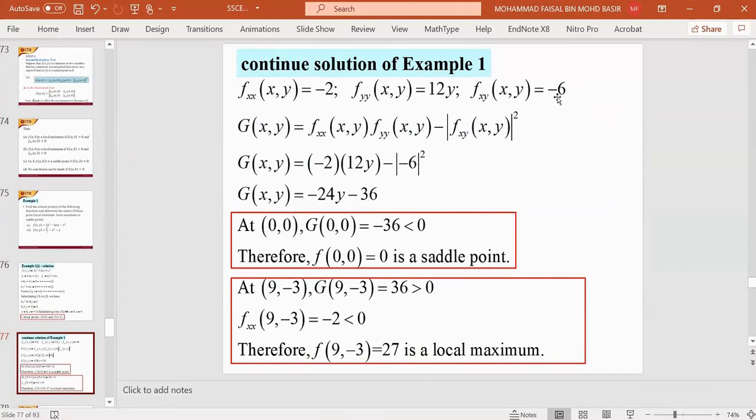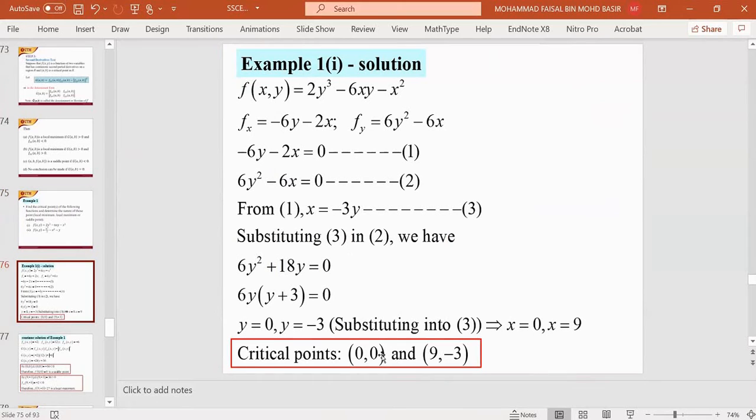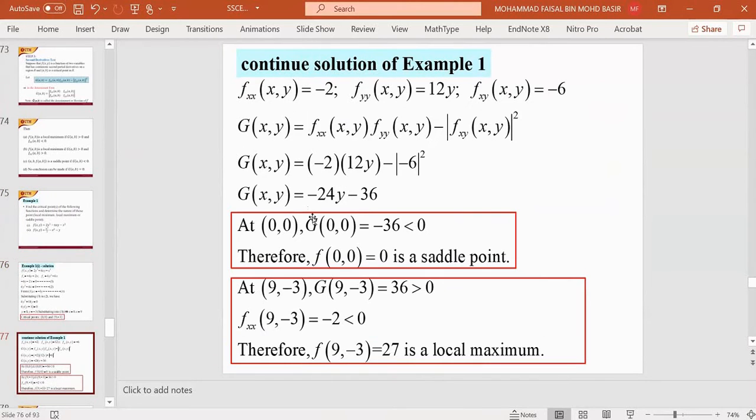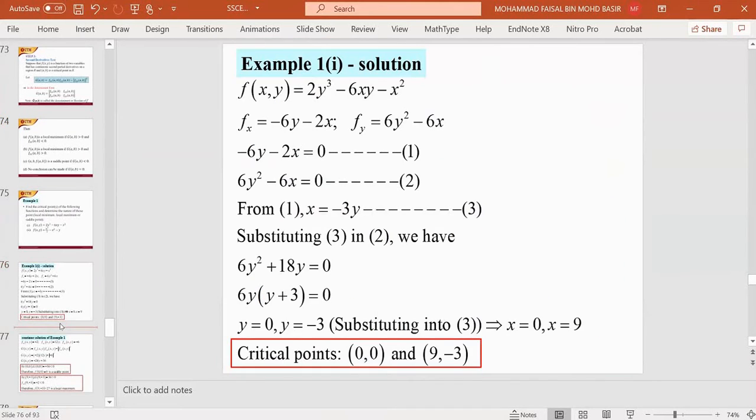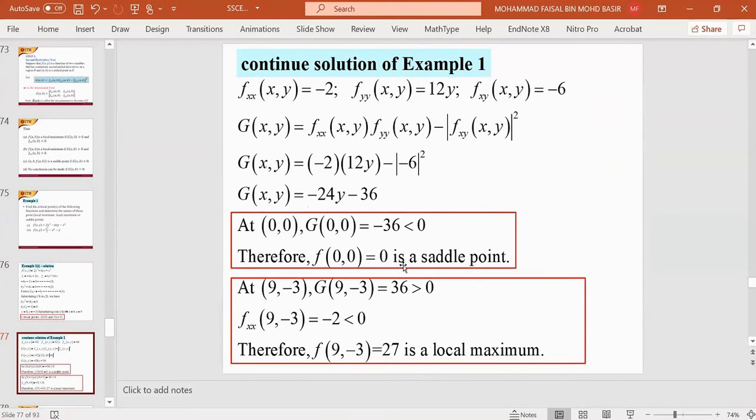And then you will get g is negative 24y minus 36. Okay, you have 2 points. We try this first: (0, 0) and (9, -3). (0, 0) first. So if I put 0, you will get negative 36. If g is less than 0, which means saddle point. So your (0, 0) will be a saddle point.